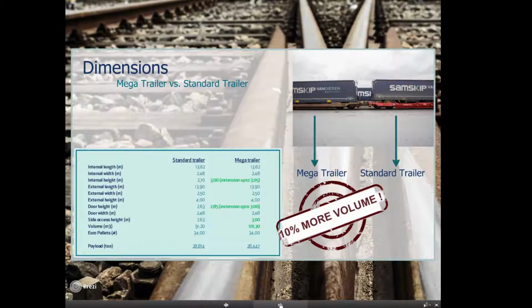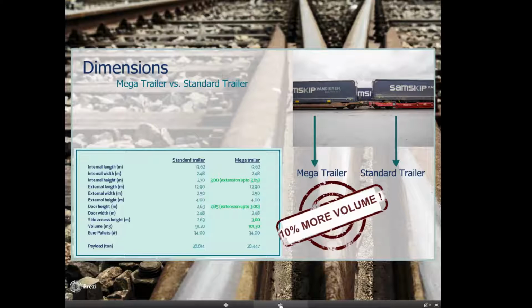As shown during the movie, the dimensions of a mega trailer and a standard trailer differ quite a lot. When we look at the table, you can see that the internal length and width of a mega and standard trailer are the same, though the most important difference is the internal height. Where a standard trailer has an internal height of 2.7 meters, a mega trailer can load up to 3 meters, so 30 centimeters extra.